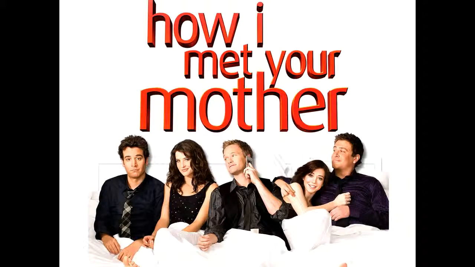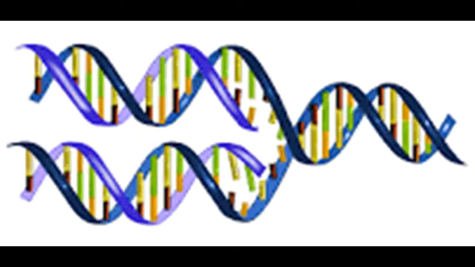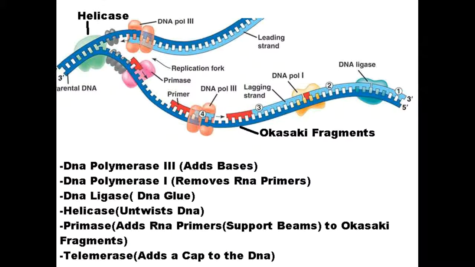Now that you know where DNA replicates in the cell cycle, and much less what DNA replication is, the real question now is how. And no, not how I met your mother, but how does DNA replicate? What causes it to replicate? Well, this is caused by 6 enzymes.